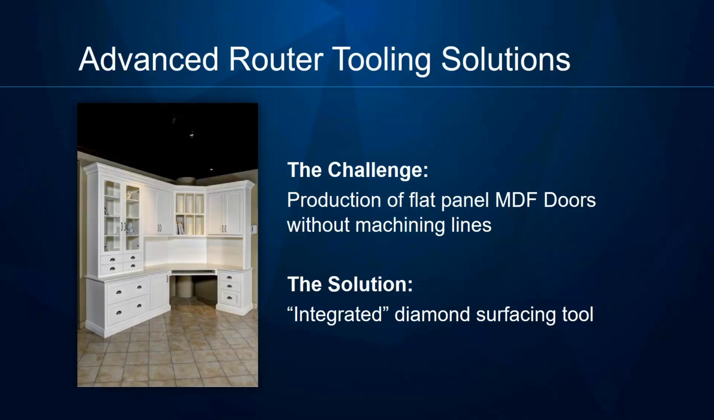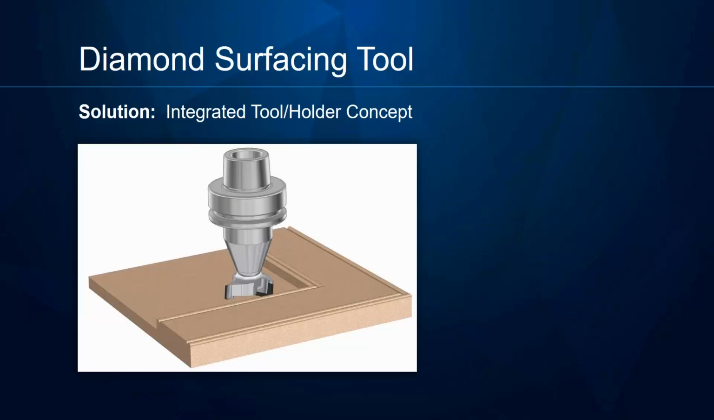Now if we flip to the next slide, it shows you the solution, an integrated tool holder concept. Basically that's a diamond surfacing tool mounted directly on an HSK holder. Now the reason we do this is essentially for accuracy. Pallets and hydraulic chucks can have some run out, so we can produce the tool in one piece to go directly to the spindle.